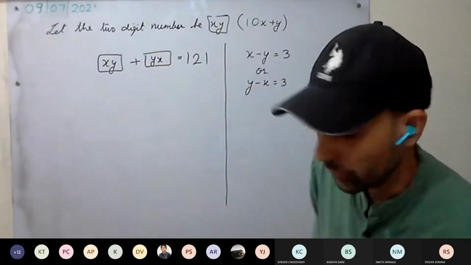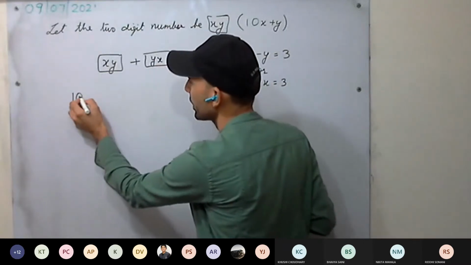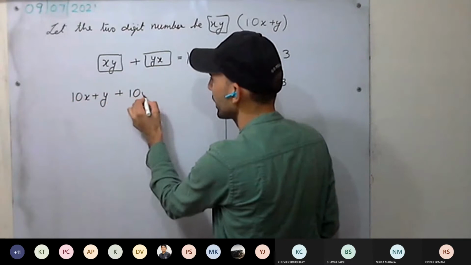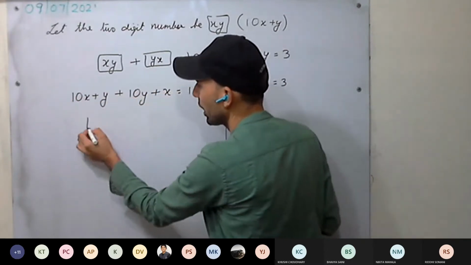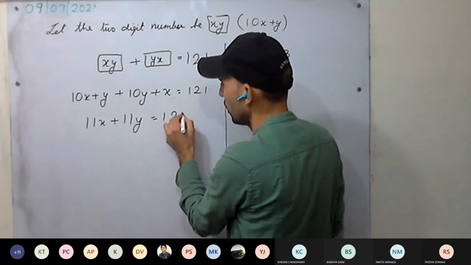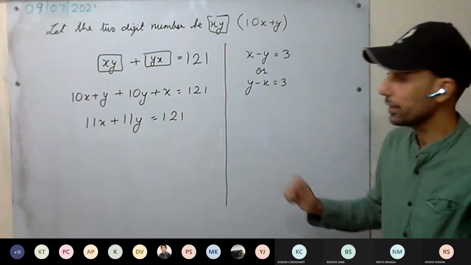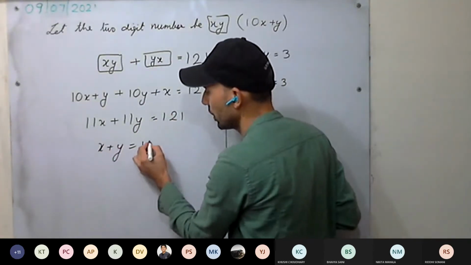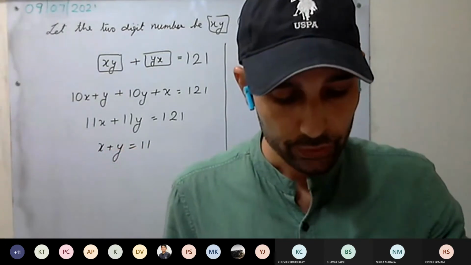We'll solve this equation first, okay? The equation will be 10x plus y plus 10y plus x equal to 121. It will be how much? 11x plus 11y equal to 121. We can reduce further. Common factor is there, so x plus y equal to 11. Check whether you've got the same equation.